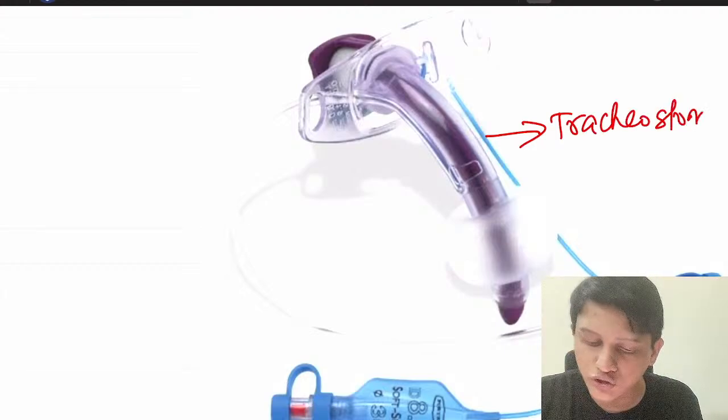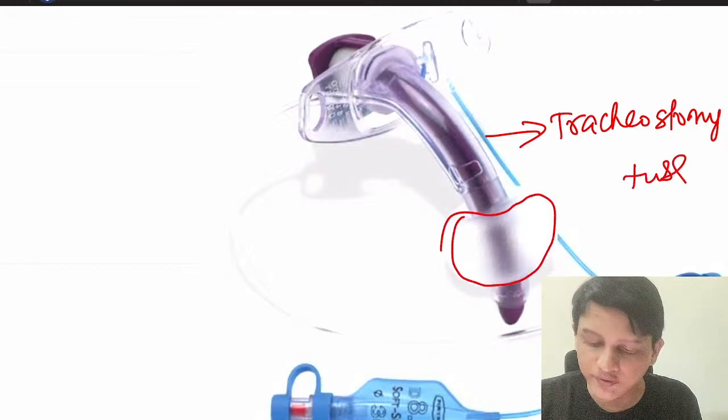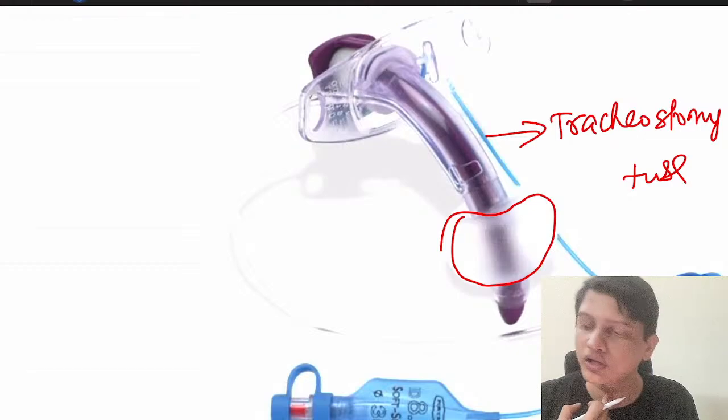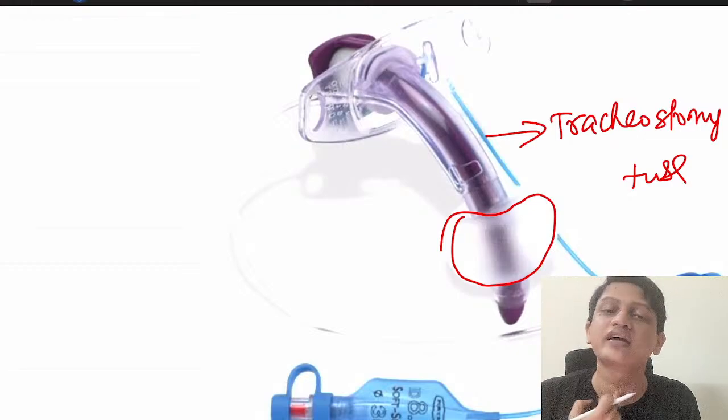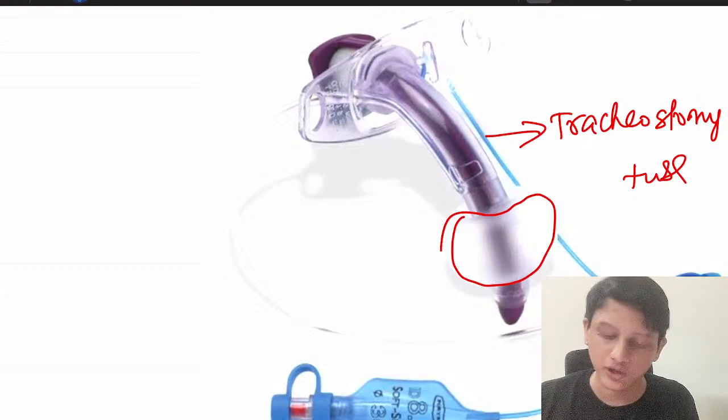This is a tracheostomy tube. Again, a tracheostomy tube with the inflatable balloon. Through the trachea, you directly insert into the tracheal space, the tracheostomy tube.